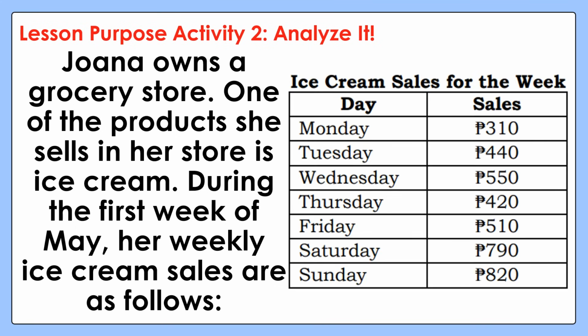The title of the table is Ice Cream Sales for the Week. First column, Day. Second column, Sales. Monday, 310 pesos. Tuesday, 440 pesos. Wednesday, 550 pesos. Thursday, 420 pesos. Friday, 510 pesos. Saturday, 790 pesos. Sunday, 820 pesos.